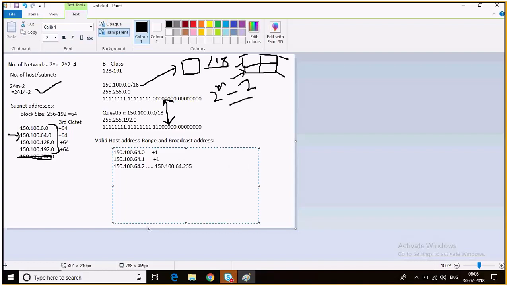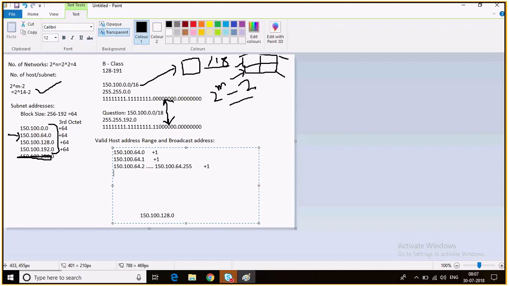My last network here is 150.100.128.0. I have to go till this point. What is the address that I have reached here? 150.100.64.255. So I have to move beyond this. When this happens, I cannot write 256 in the fourth octet. I have to add one here.